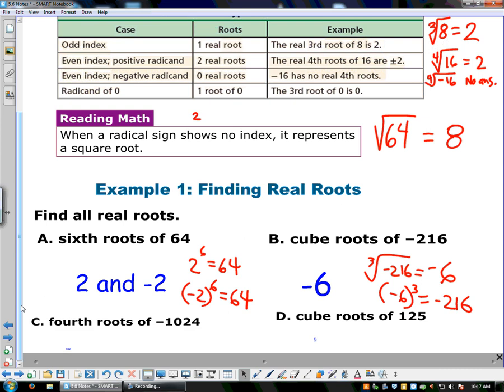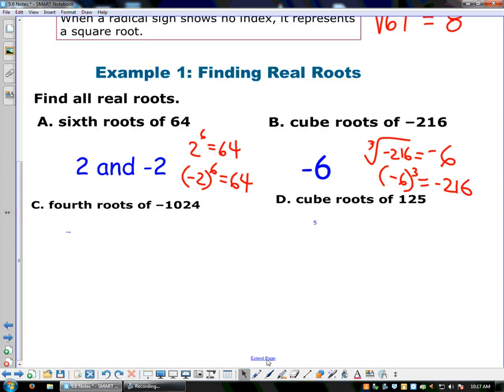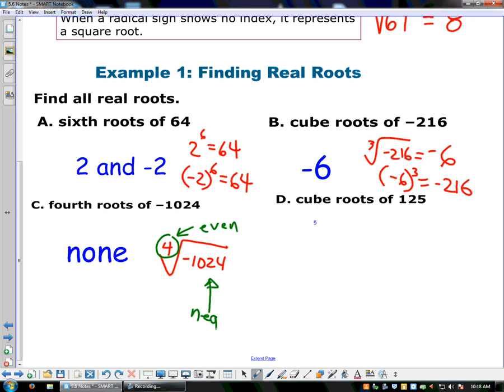All right. What about the fourth root of -1024? Fourth roots, again, if I don't write the symbol, I would actually say there's no answer to that, because I can't have an even index here and a negative number here. That's a recipe for no answer.